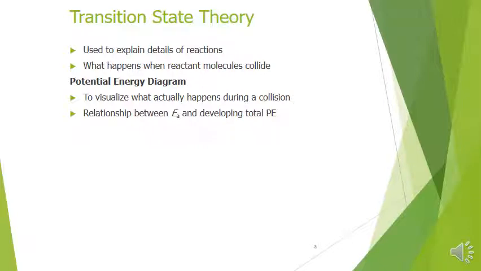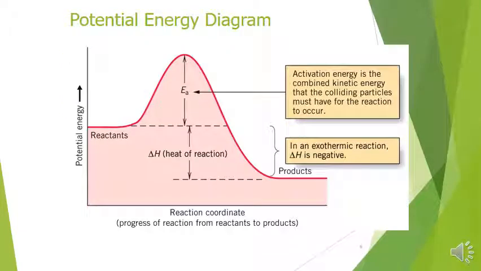Transition state theory is used to explain details of reactions, what happens when reactant molecules collide, using the potential energy diagram I just showed you, and we'll show you how that works now. So here's your reactants. Let's say we're just going R to P, and we'll be looking at an exothermic reaction. So this reaction will give off heat.